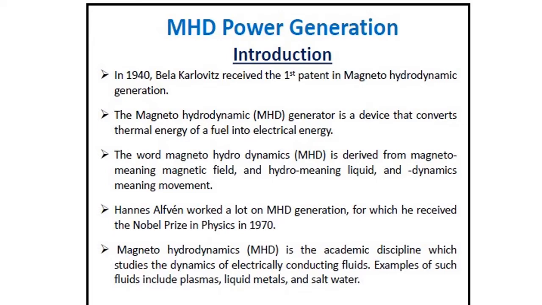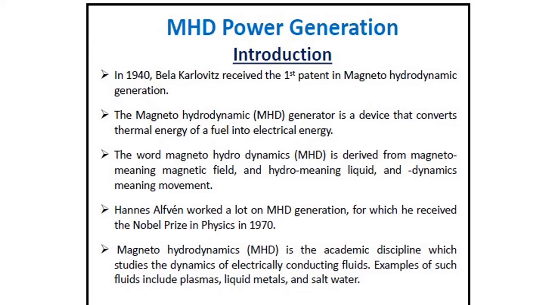That means MHD power generation is a new system of electric power generation which is said to be of high efficiency and low pollution. So that is the best advantage. It has high efficiency and low pollution. This MHD system is mainly concerned with the flow of a conducting fluid in the presence of magnetic and electric fields.